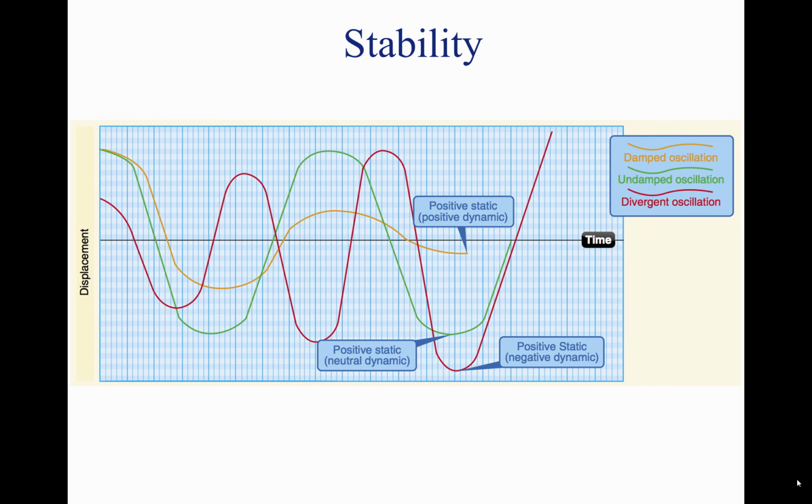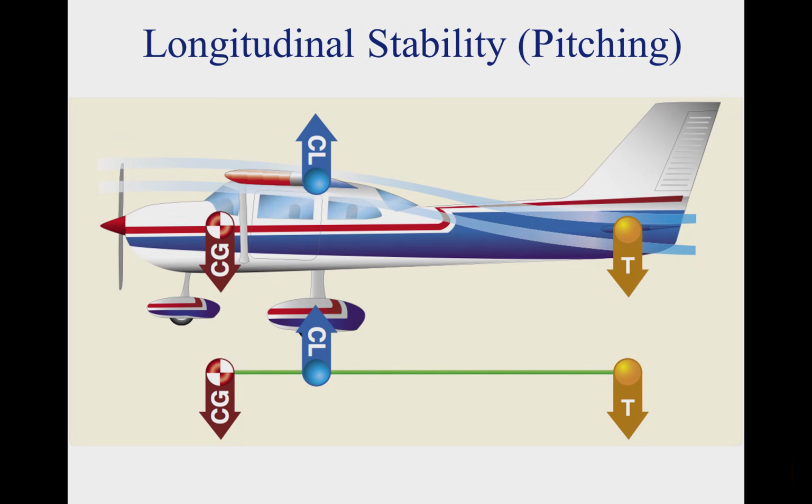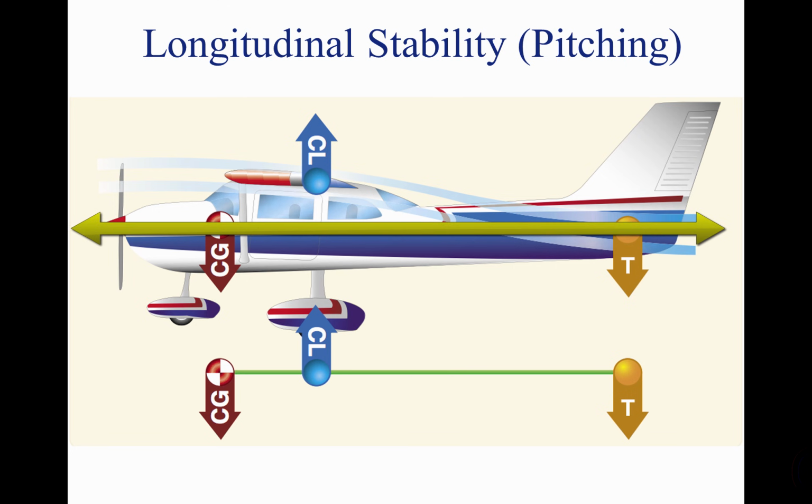Stability in an aircraft affects 2 areas significantly: movement and controllability. In designing an aircraft, a great deal of effort is spent in developing the desired degree of stability around all 3 axes. But longitudinal stability about the lateral axis is considered to be the most affected by certain variables in various flight conditions. Longitudinal stability is the quality that makes an aircraft stable about its lateral axis.